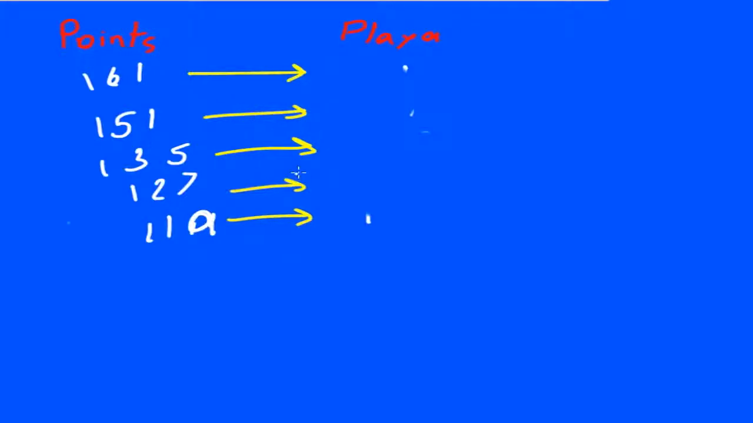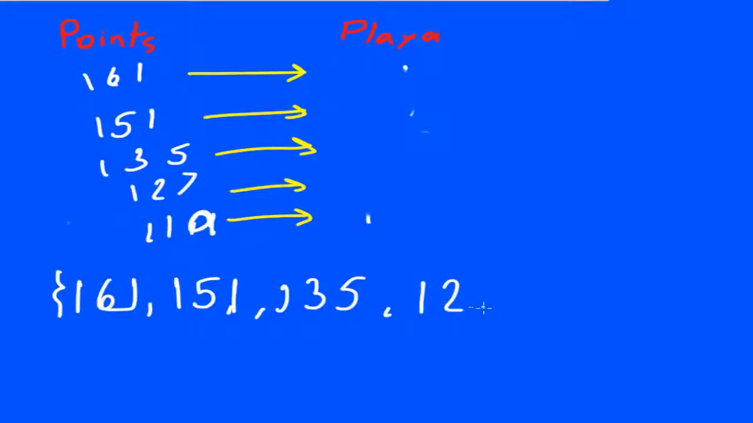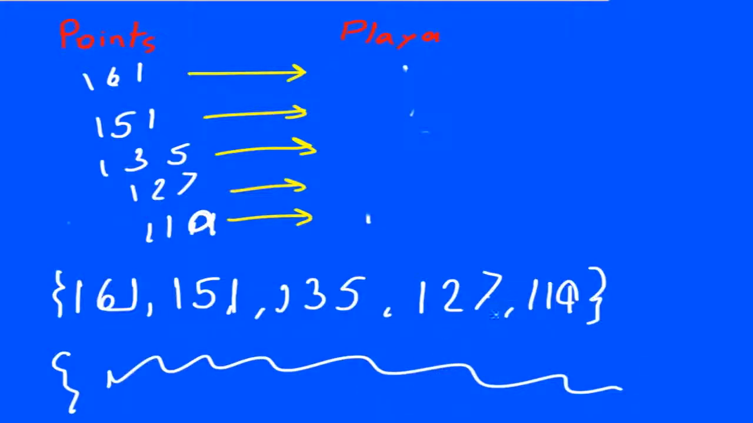We know that the domain of our first one was the players, right? Well, the domain of this one are the points. So domain would be equal to 161, 151, 135, 127, and 119. That would be our domain for the inverse. And our range would be, well, our players, right? So that's that. Well, let's take a look at another one.